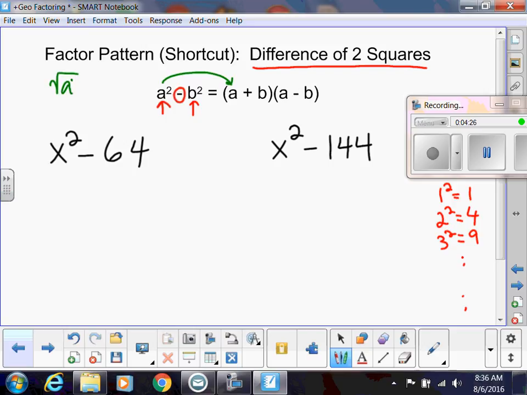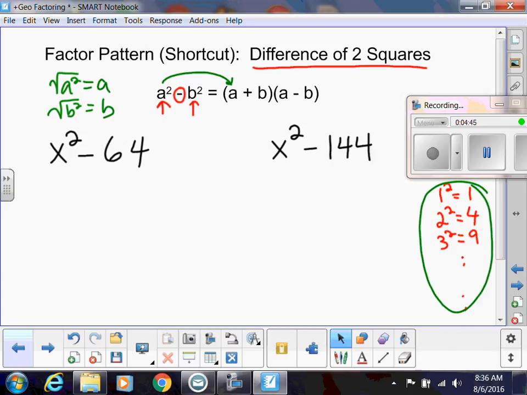So the square root of a squared is simply a. The square root of b squared is simply b. All right, so anytime you have a variable, you're just square rooting that variable, okay? Anytime you have a number, you're hoping it's in this list of perfect squares. If it's not, then this factor pattern does not really apply. Okay, so let's try to use the pattern on these.